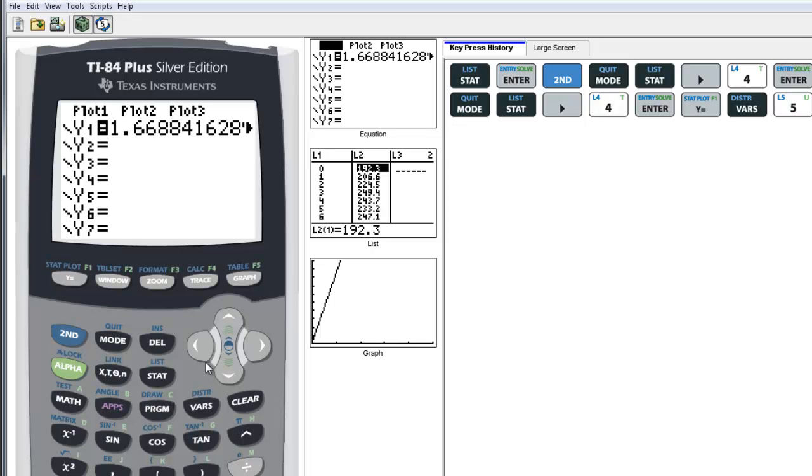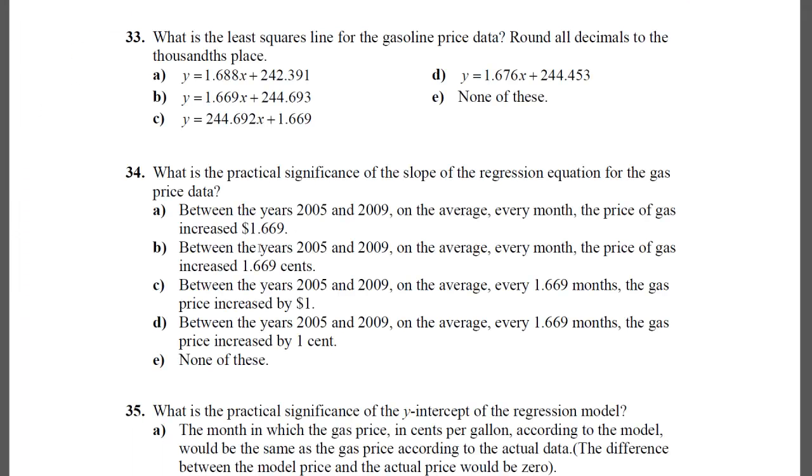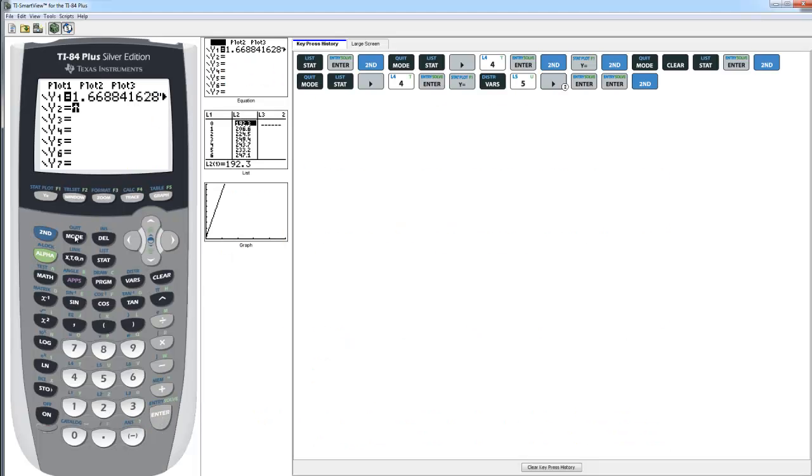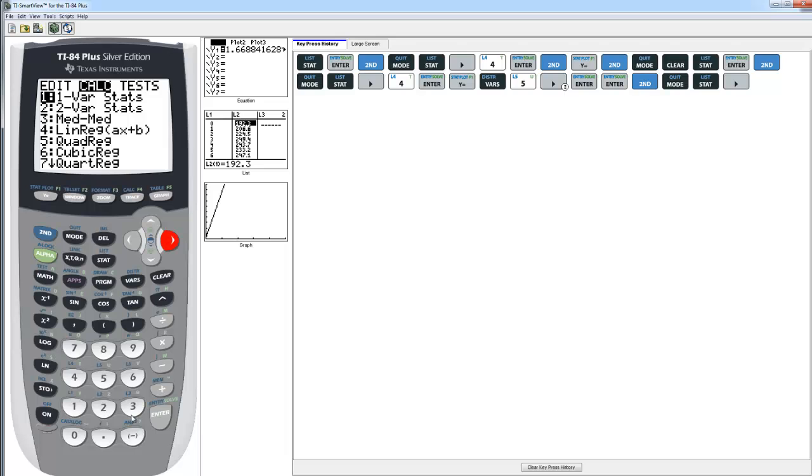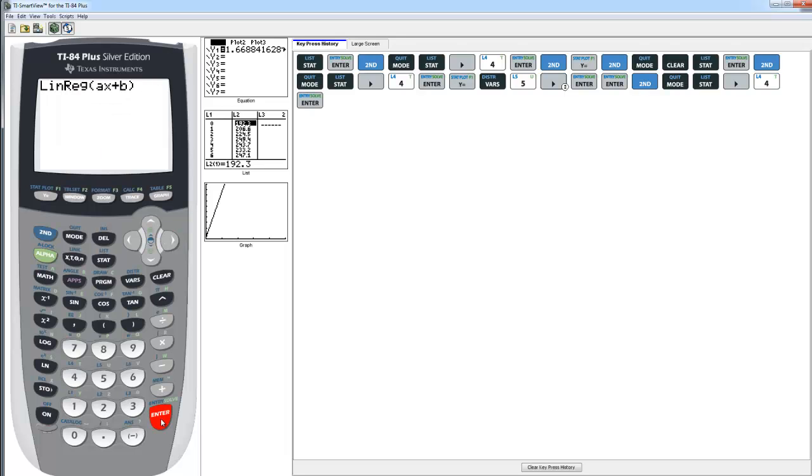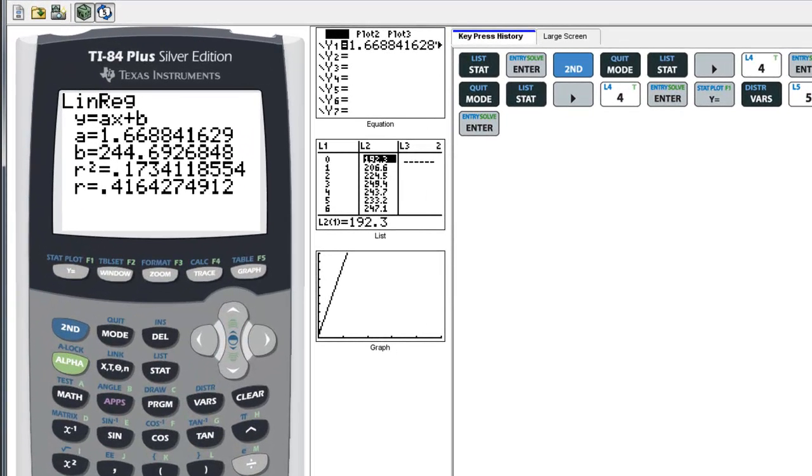Now the instructions on the exam, let's go back and take a look here. Question 33 says, what is the least squares line for the gasoline price data? Round all decimals to the thousandths place. Well, I'm just going to be lazy and run the regression again. It's easier than going around inside the Y menu. Okay, there we go. The slope I would report as 1.669, and the y-intercept I would report as 244.693 if everything is rounded properly.